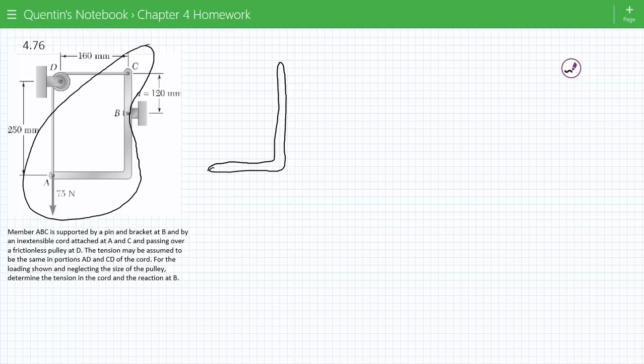There's a force here of 75 newtons. Here at B, since I cut through that, that's a pin. That thing is capable of two things. It's capable of By and Bx, right? And then there's a tension here, since I cut through that line, and a tension here, and it has the same value. The tension is the same on both things. And that's my free body diagram. So I have what? Three unknowns: Bx, By, and T, right?